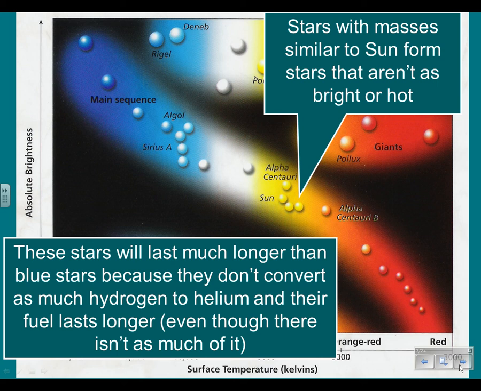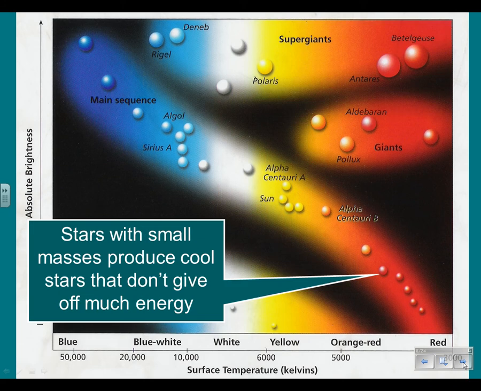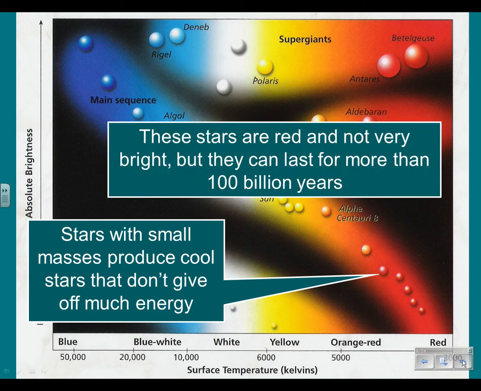So you can probably follow the pattern, right? Where do your low mass stars end up? Bottom right. Stars with low masses produce cool stars that don't give off much energy. So what color are they? Reddish. They're not real hot, but the trade-off being they'll live really, really long, because they're not doing much fusion, they're not giving off that much energy, they don't burn through their hydrogen that fast.